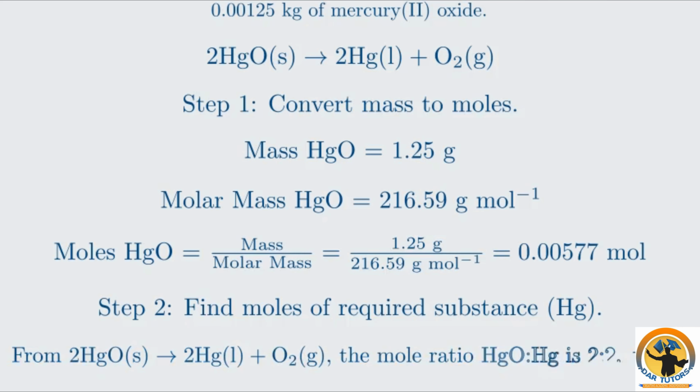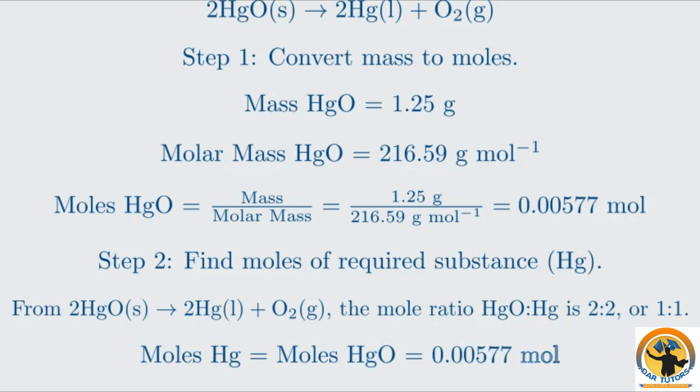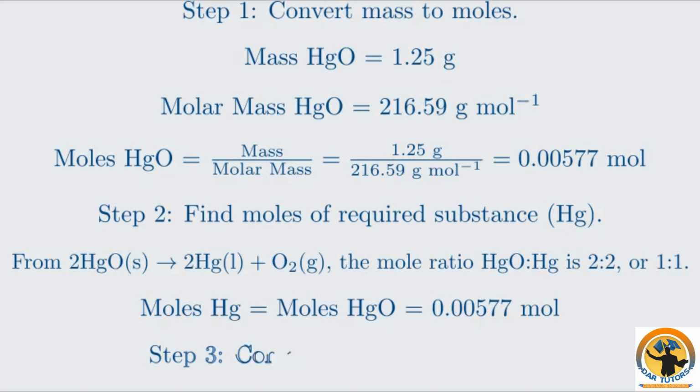Step 2. Use the mole ratio. From the equation, 2 moles of HgO decompose to form 2 moles of Hg. This is a 1-to-1 ratio. Therefore, our 0.00577 moles of HgO will produce 0.00577 moles of mercury.